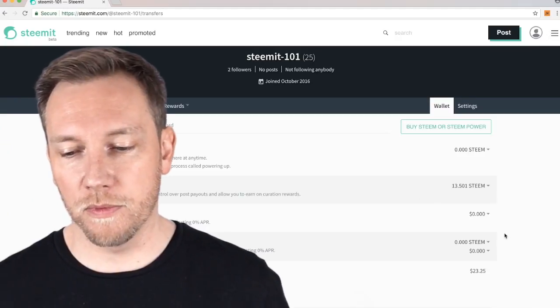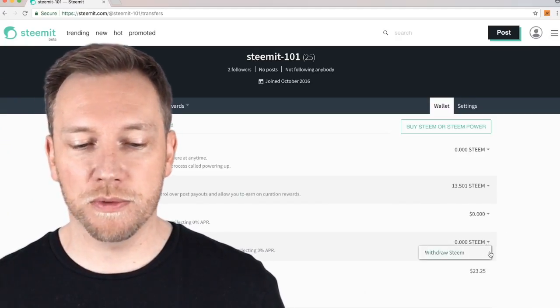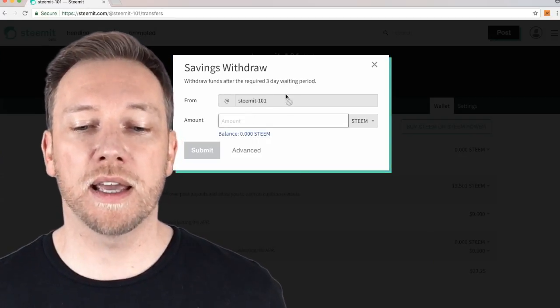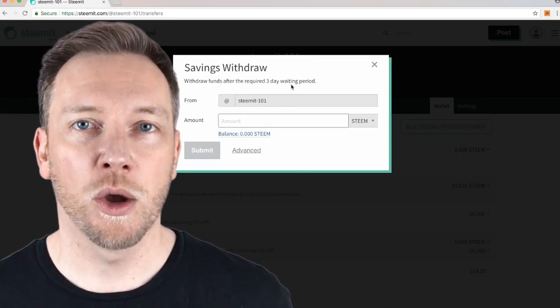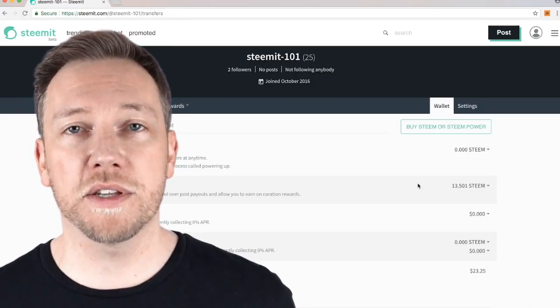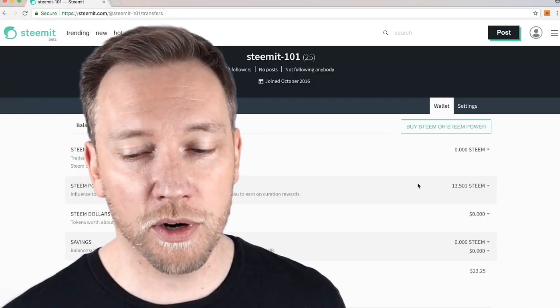So now there's a couple drop-down menus with the savings account, and again, that is just to withdraw Steem, and again, it says that there's a 3-day waiting period for that withdrawal, okay? So that's basically how your Steem wallet works.